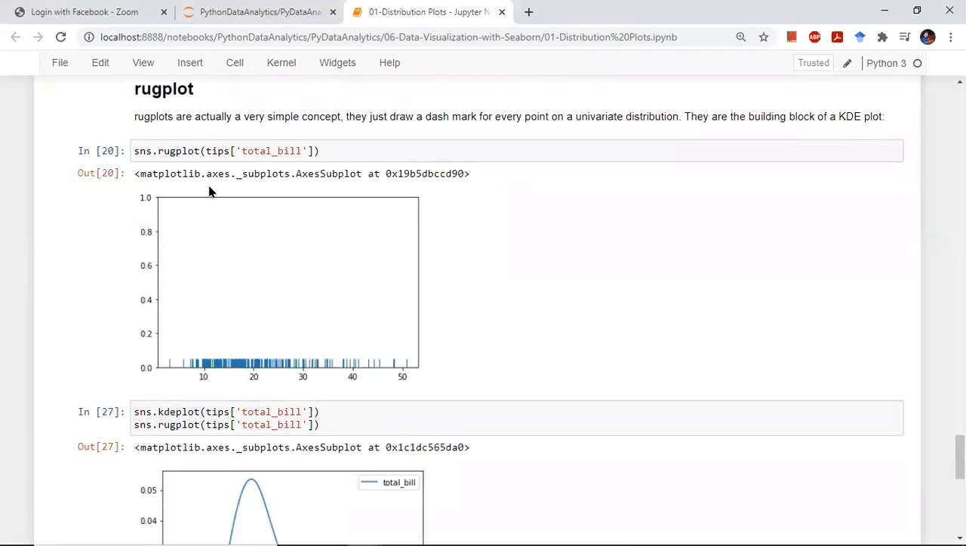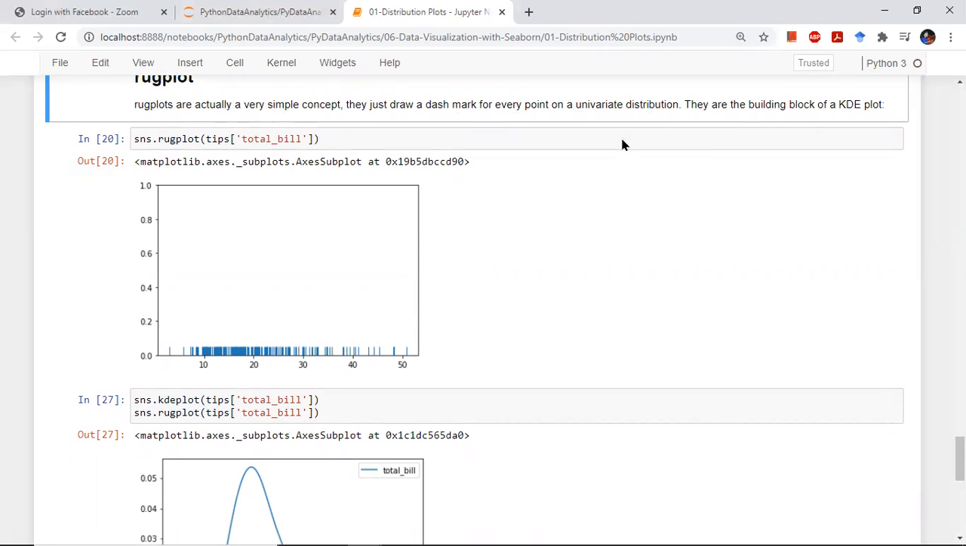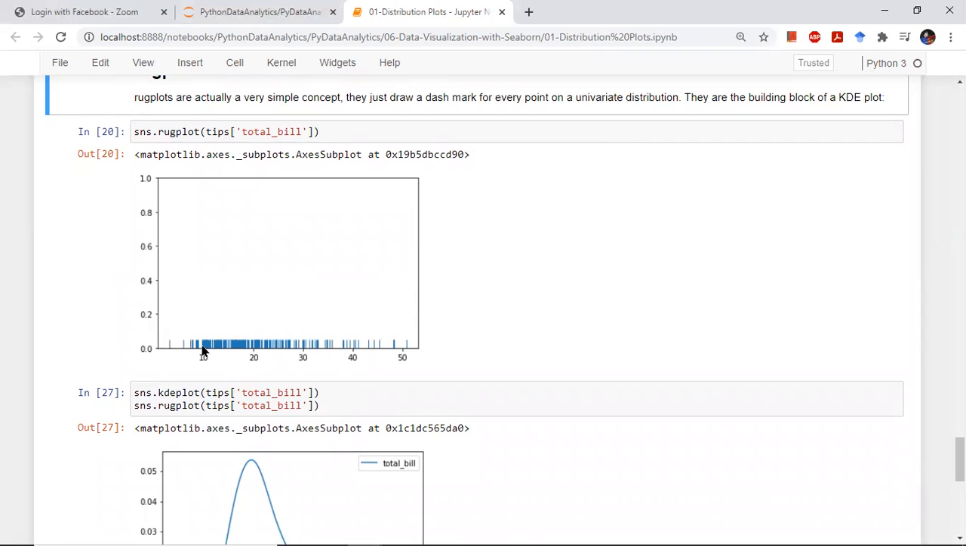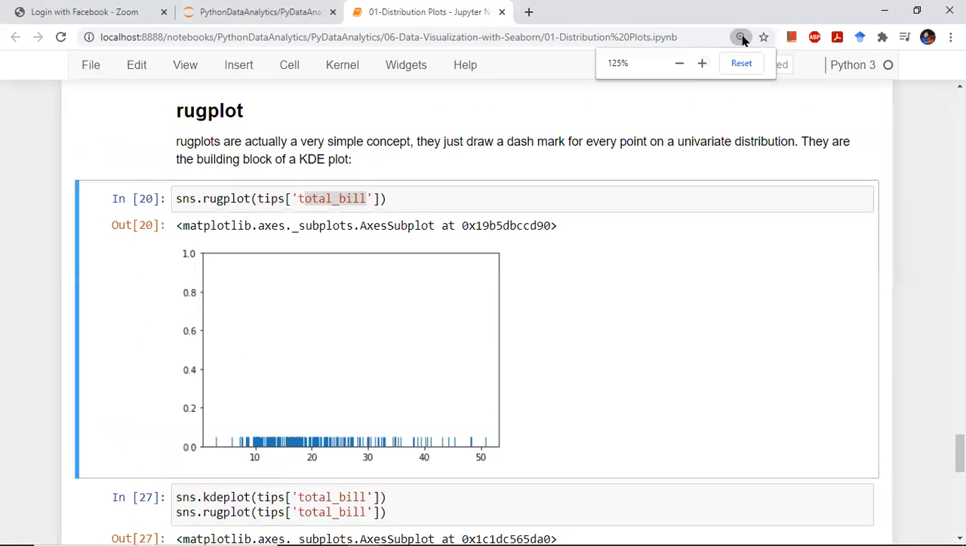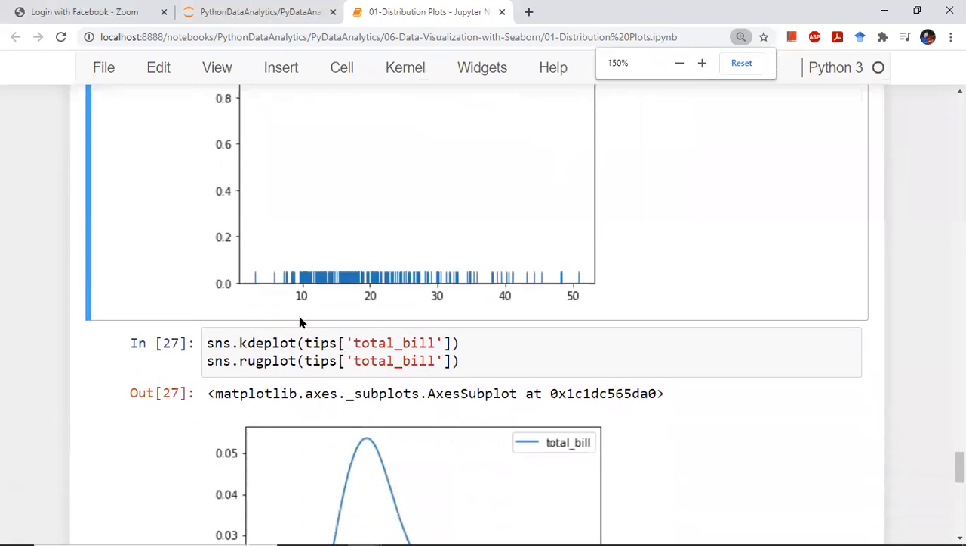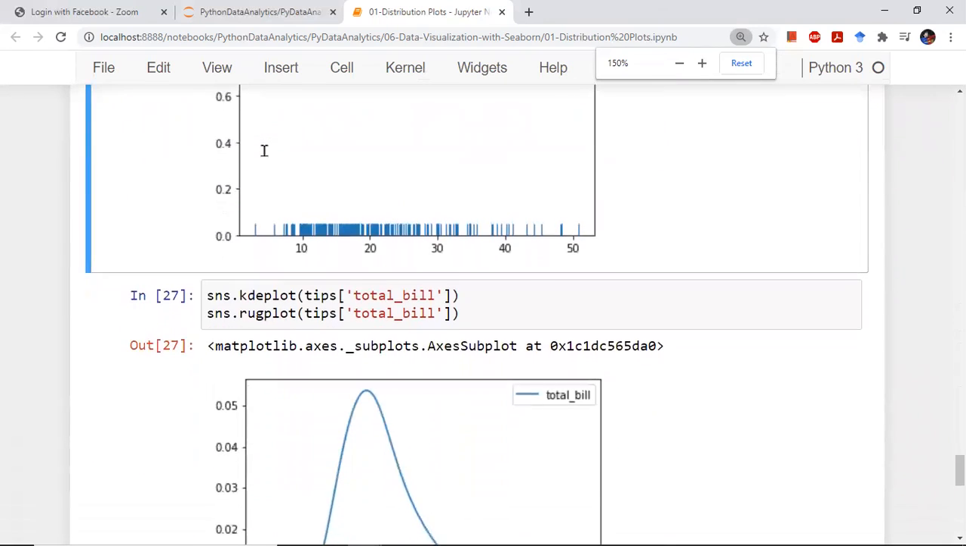Right. Suppose now you want to have a rug plot. Okay. So a rug plot is actually a very simple concept. It just draws a dash mark for every point on a univariate distribution. Okay. So it's just like making a dashed line for any univariate data. Right. So if you want a rug plot, sns.rugplot is the syntax, and plot the total bill column. So for every customer it will draw a dash. So this customer came, he paid a bill of $30. Then the next customer came, he paid a bill of $40. So it will make a dash. So it's like a counting scheme. So if you see more dashes, that means more customers paid that amount of bill, right? Like this. So it is called a rug plot.